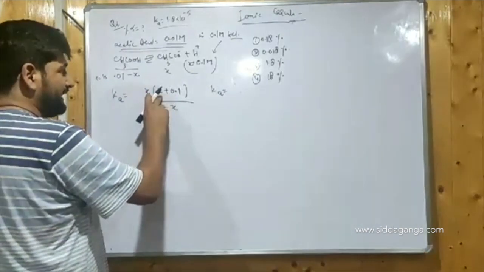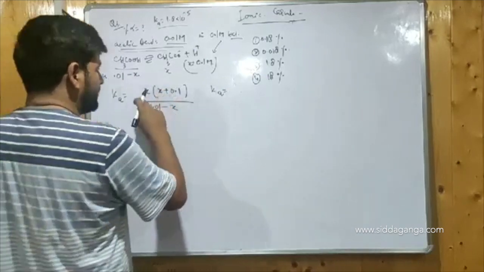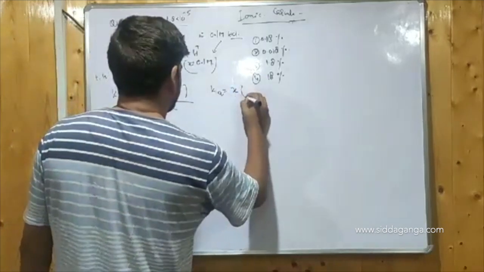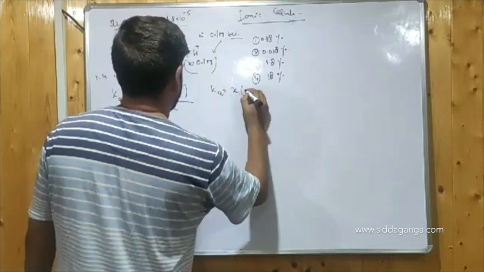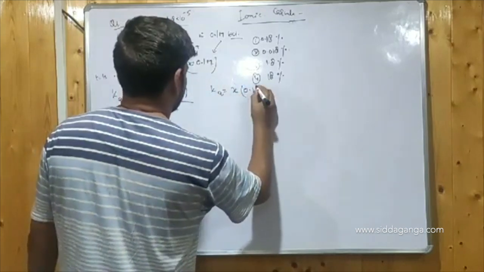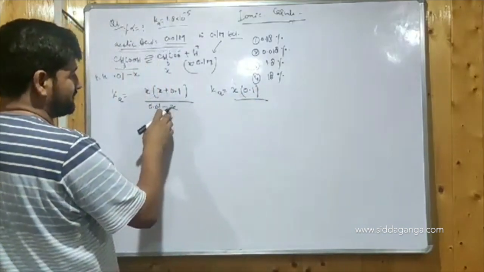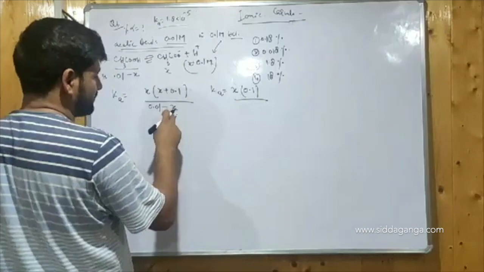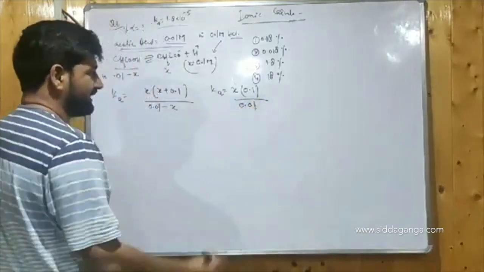So can we neglect x with respect to 0.01? So what does it become? So K will be equal to x into, this can be neglected? Yes or no? x into 0.1 divided by, so with respect to 0.01 we can neglect x because that's very less, the amount of this dissociation is very less. So we have 0.01. Clear?